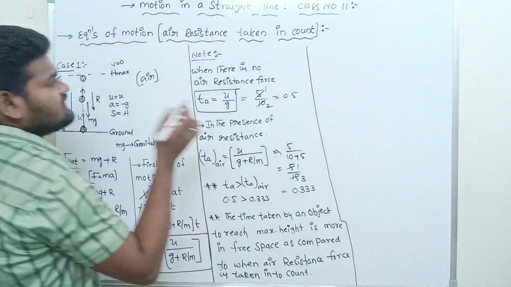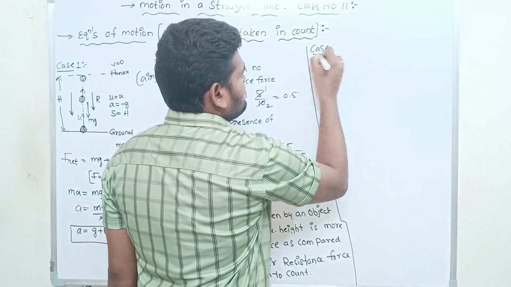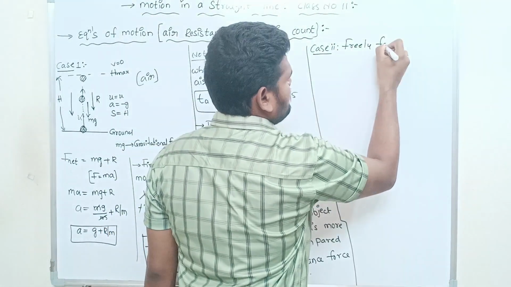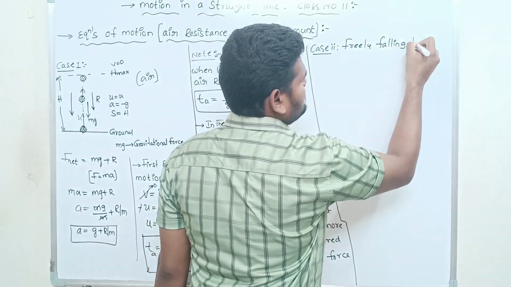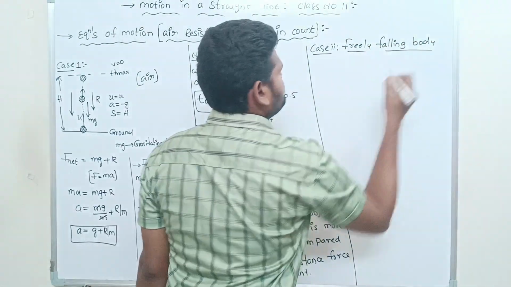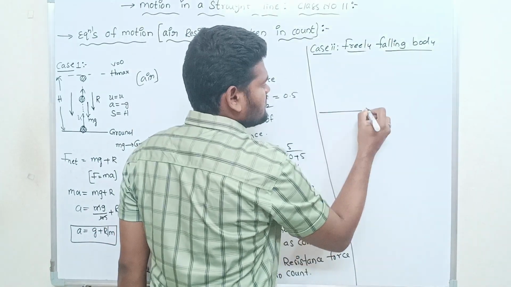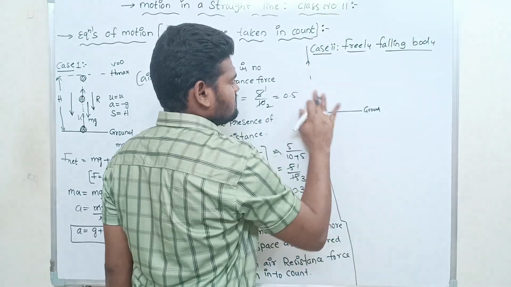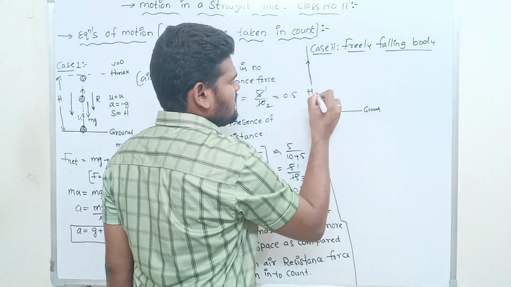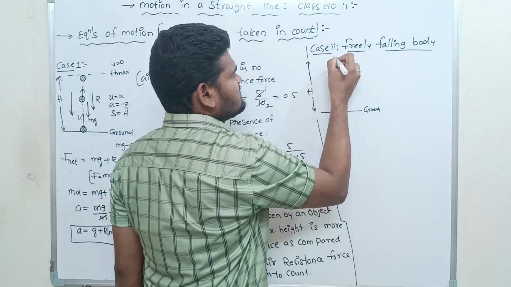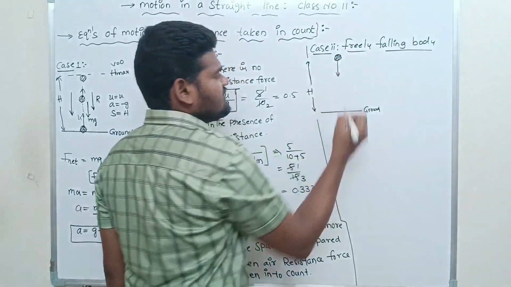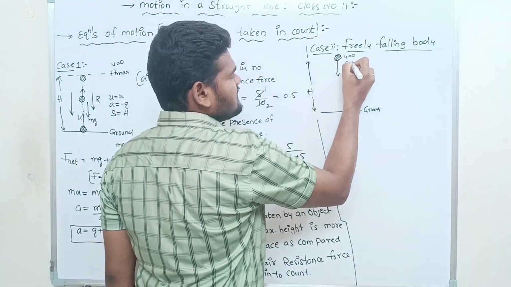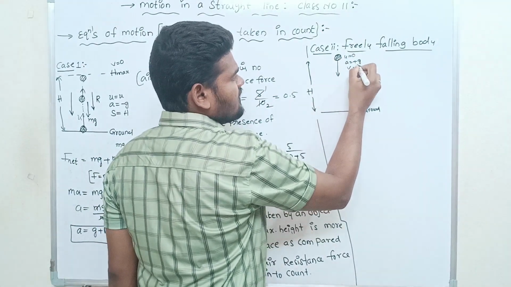Right. So let us see the second case. So this is case 1 and case number 2, and this is the freely falling body. Okay, so have a look. So this is the ground. From a certain height h, an object is moving towards the ground, and it has an initial velocity of 0, and acceleration due to gravity is plus g, and it has some final velocity.